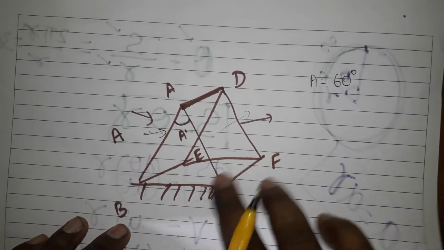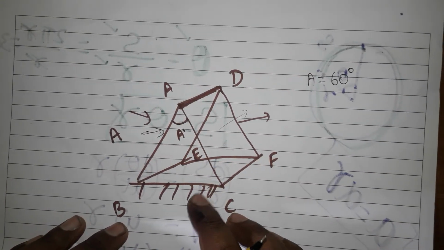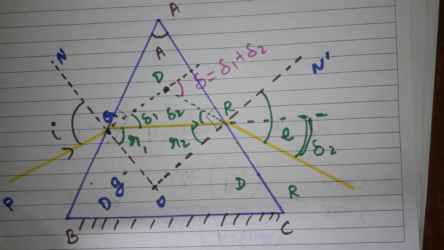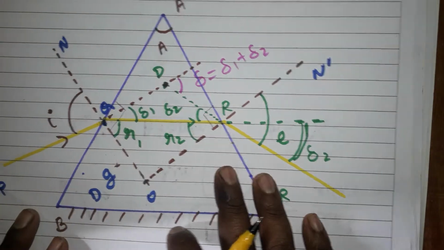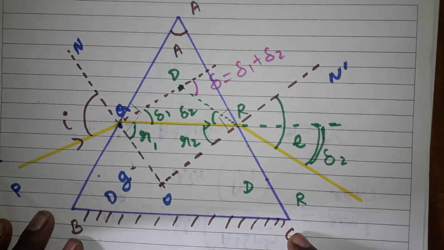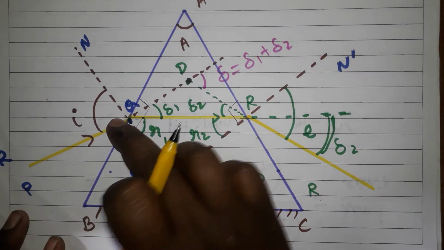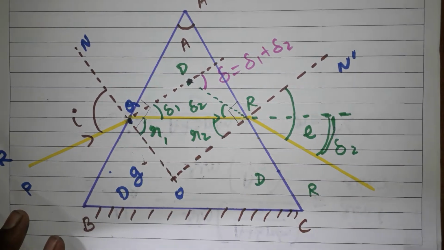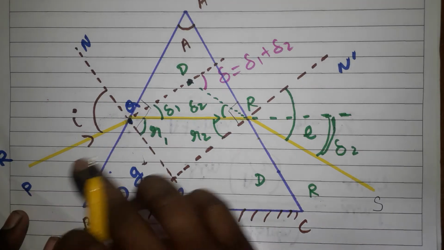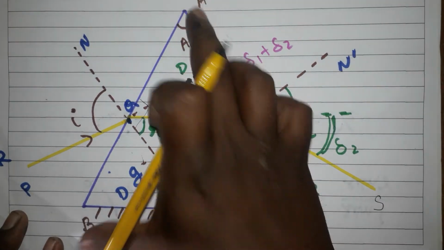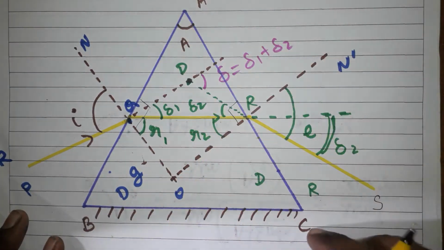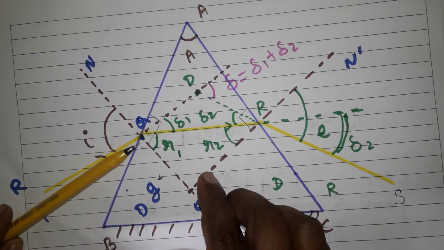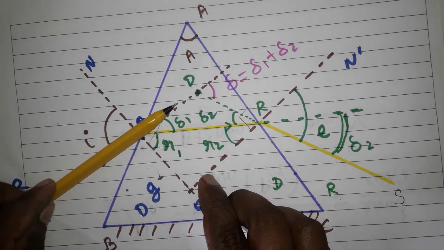Now when you are drawing the diagram, you can draw only the 2D view, no need to draw the 3D view. This is a 2D view of the prism. ABC is a triangular prism. PQ is the incident ray, QR the ray inside, and RS is called the emergent ray. NO is a normal for AB, N dash O is the normal for AC. The light is supposed to travel like this.